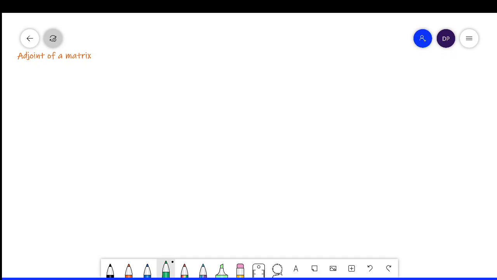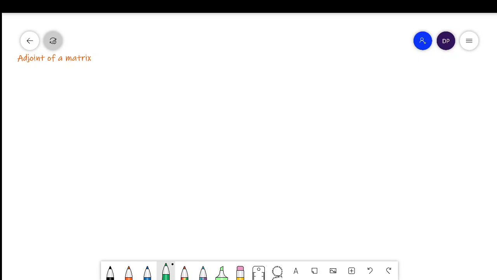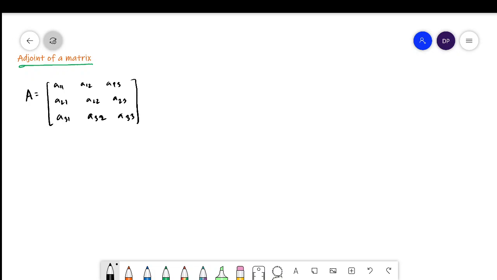Hello everyone. In this video we'll look at how to find the adjoint of a matrix. Let me take a 3x3 matrix. A is equal to a11, a12, a13, a21, a22, a23, a31, a32, a33. So here this is a general matrix.